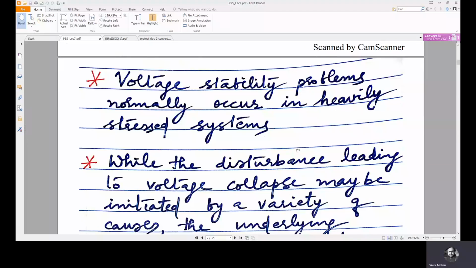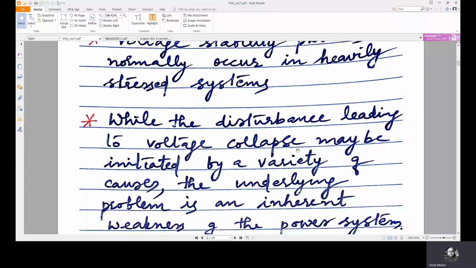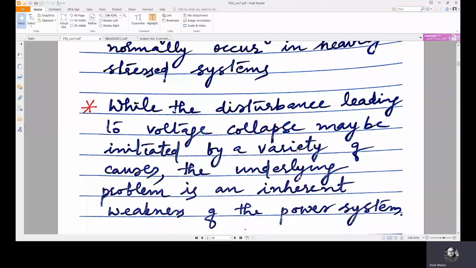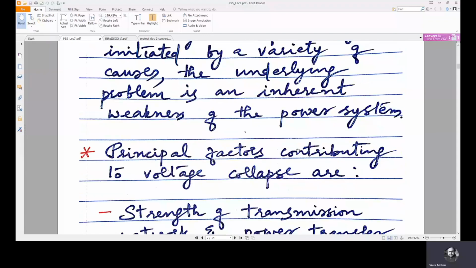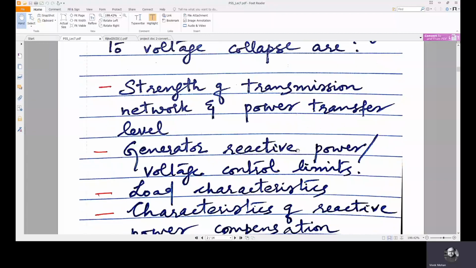While the disturbance leading to voltage collapse may be initiated by a variety of causes, the underlying problem is an inherent weakness of the power system. Principal factors contributing to voltage collapse are, the first one, strength of transmission network and power transfer level.